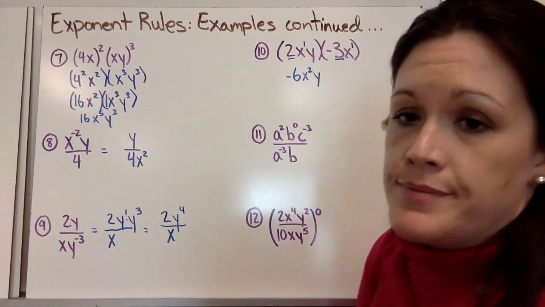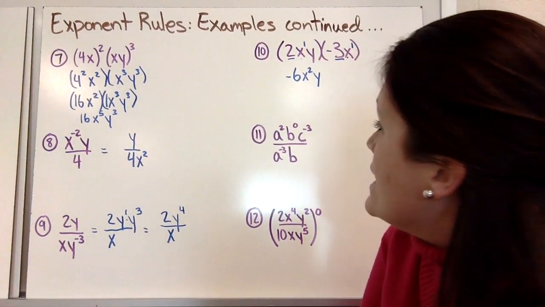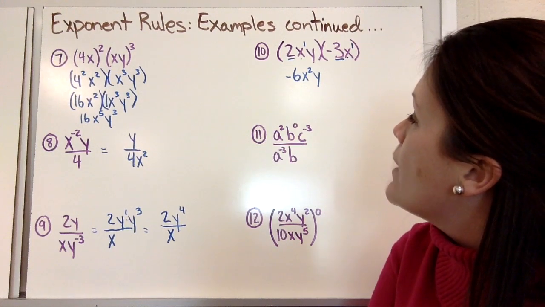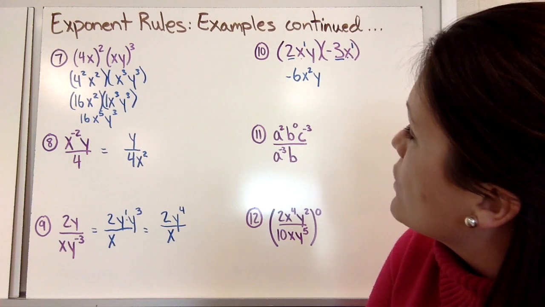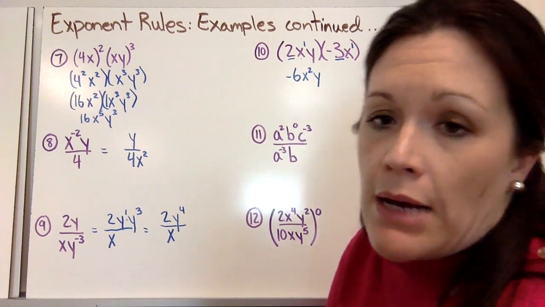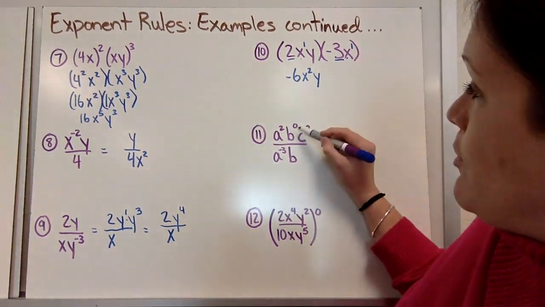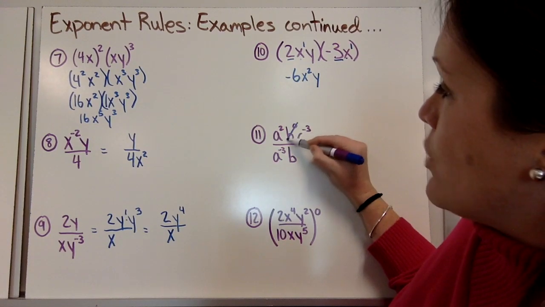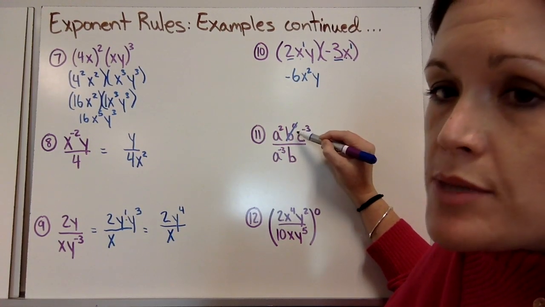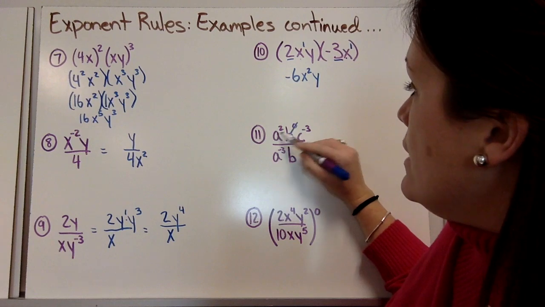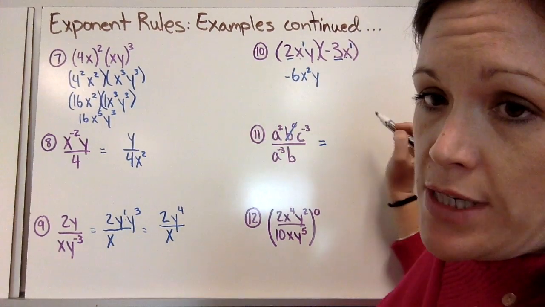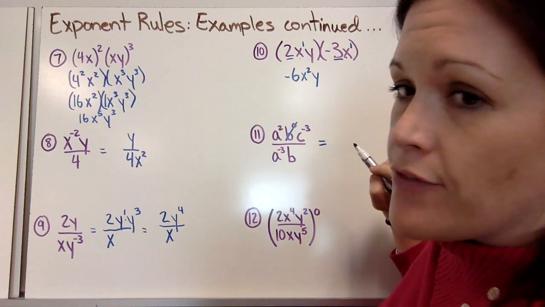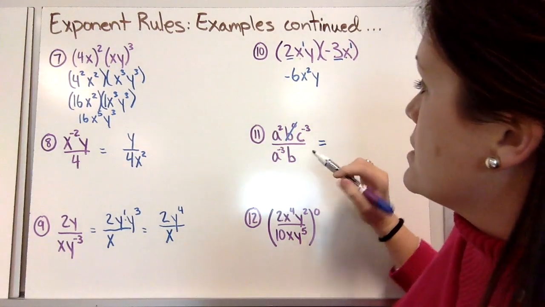Number 11. Got a big quotient. A squared, b to the 0 power, c to the negative 3rd power, divided by a to the negative 3rd, b. The first thing I would do with this problem is look at the 0 power on this b and go ahead and just mark it out. It's equal to 1, but there's other stuff in the problem. So we're going to end up with an answer. You can always make that a 1 if you need to in your numerator if nothing is left over in the numerator. But let's see what happens.